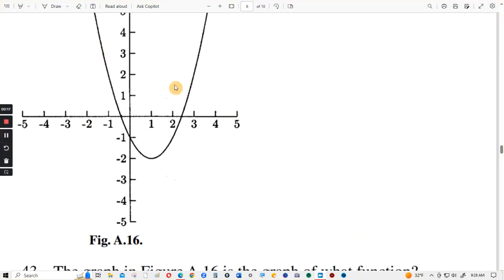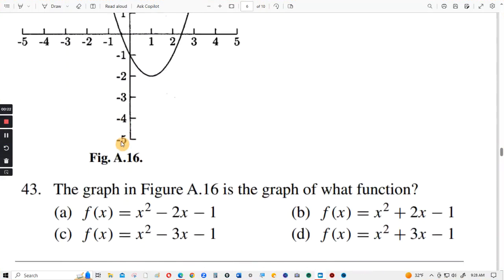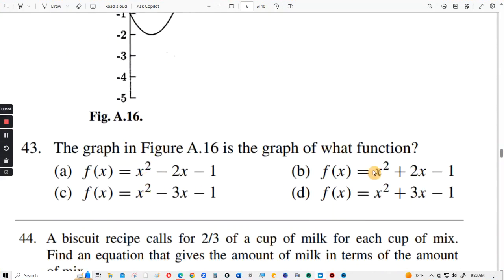All right, so we see the parabola opens up. So that means A is positive. These are all in the form of ax squared plus bx plus c. We can see in every answer that A is going to be 1. Okay, so we can't eliminate any choices there.